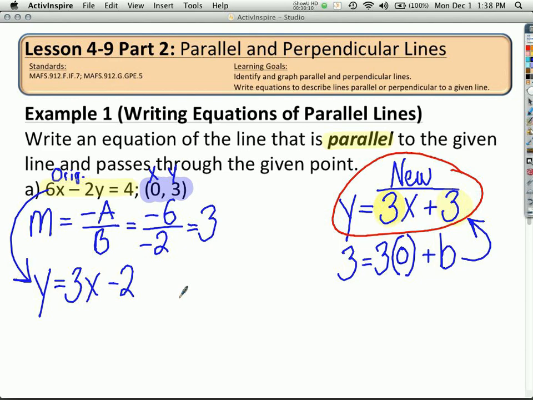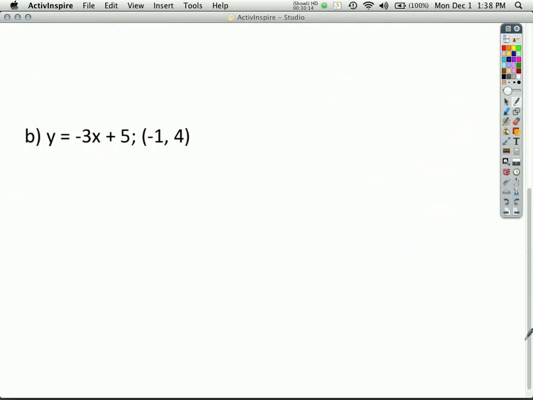We've done one question. I guarantee you you're going to get confused. I don't want you to get confused, but I'm just giving you a heads up. It gets confusing.